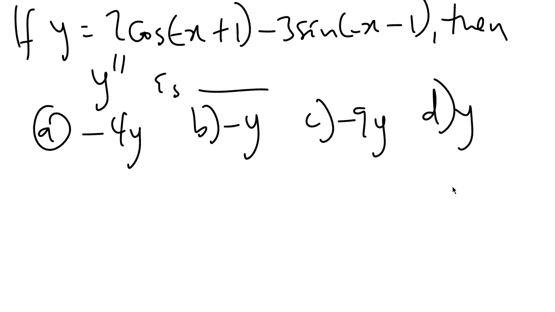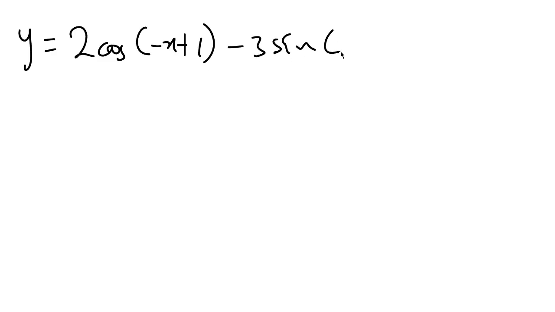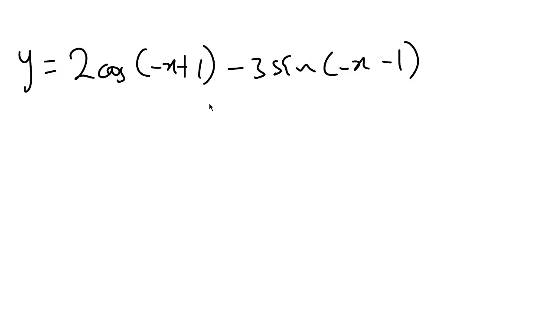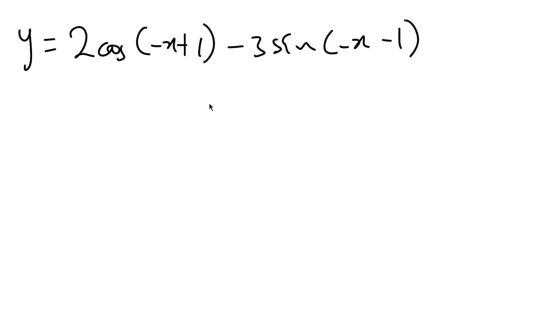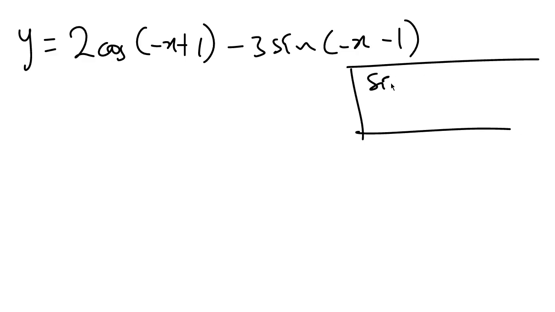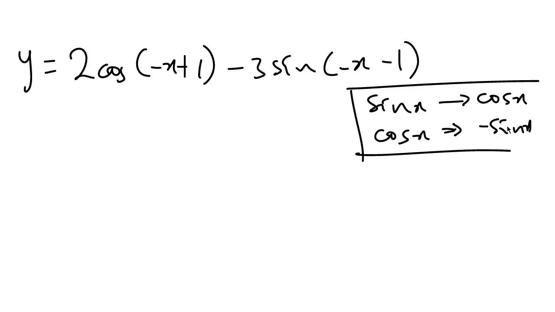Right? So in order to solve this, let me write it out clearly again. We have y equal to 2 cos(-x + 1) - 3 sin(-x - 1). To make this easier, we can do it part by part. You should know that the derivative of sin x is cos x, while the derivative of cos x is -sin x, and you should be able to make use of the chain rule and use substitution.